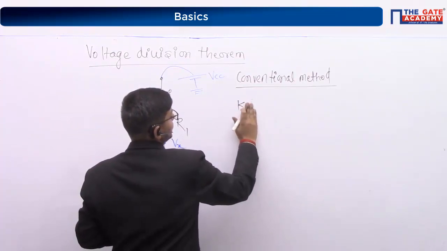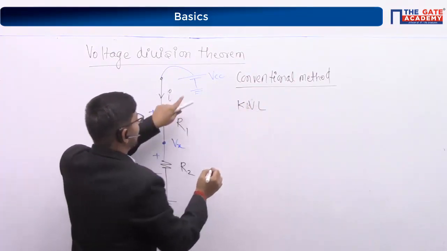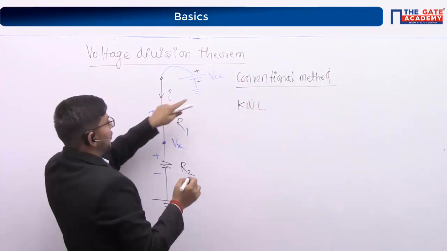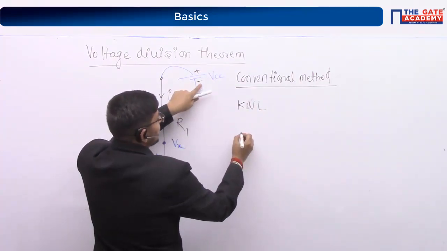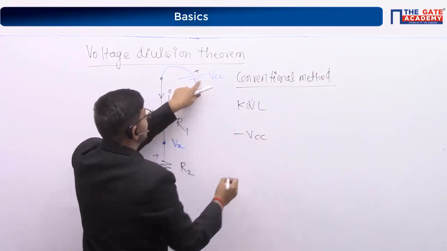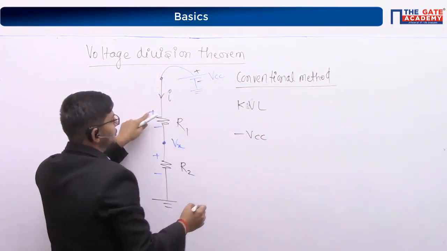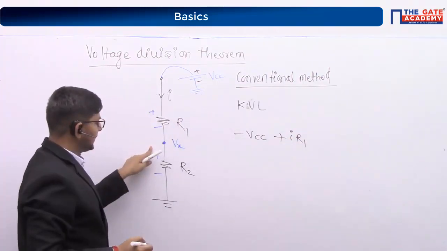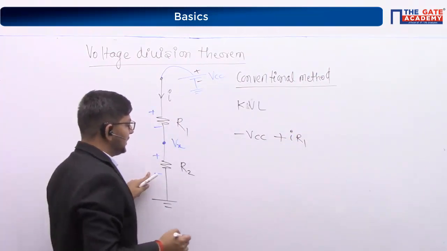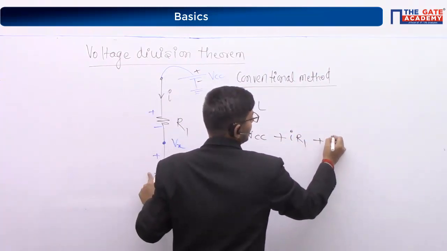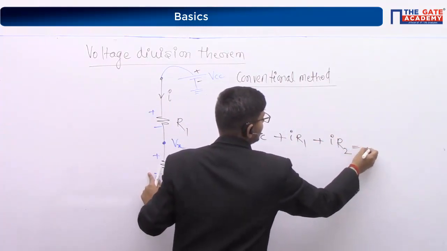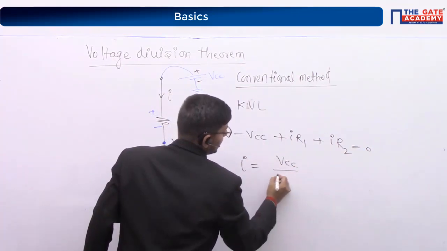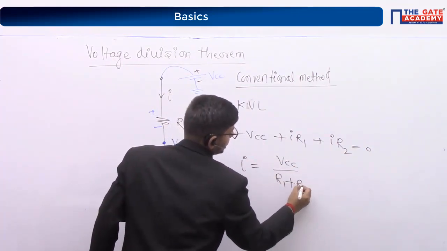KVL. Start from here, this is negative, this is positive, correct? Start from negative, so this will be minus VCC. Current entering from the positive terminal, take the positive sign, I into R1. Again current entering from the positive terminal, so plus I into R2 equals 0. What is the value of I? I equals VCC upon R1 plus R2, right?